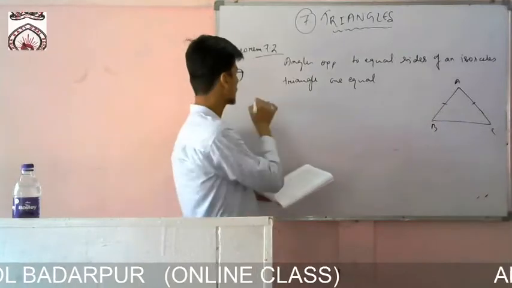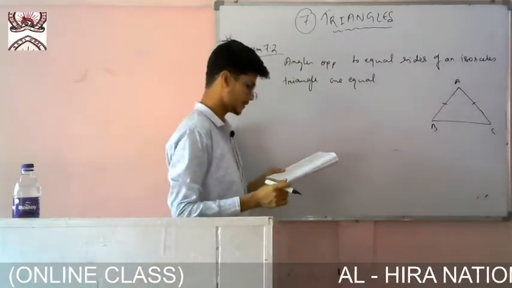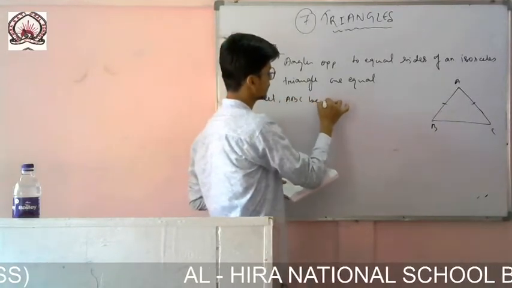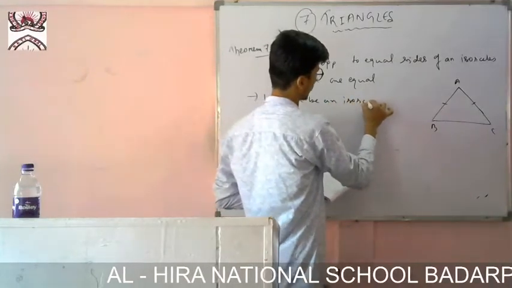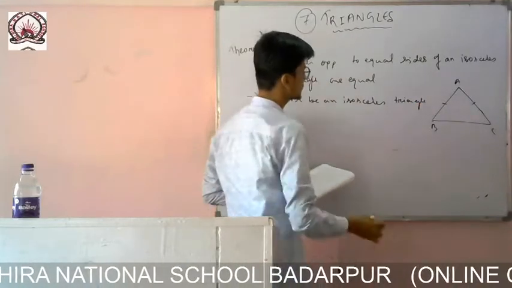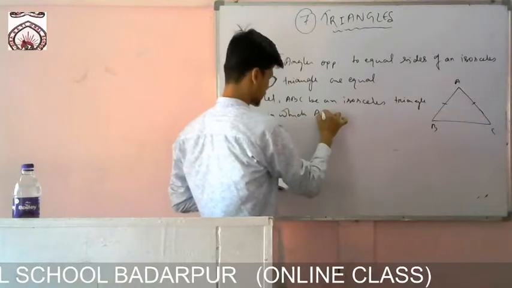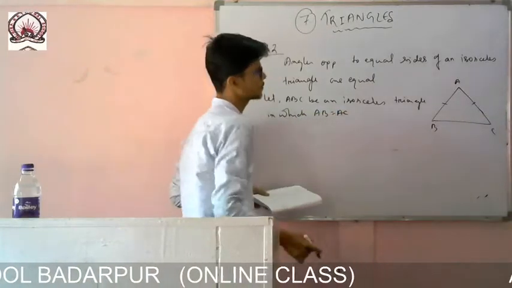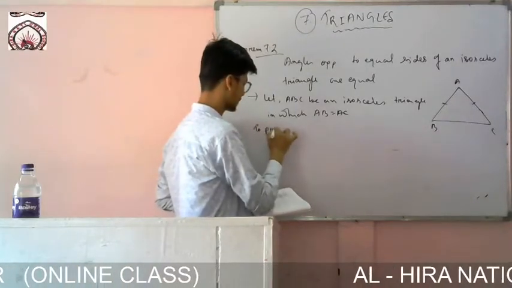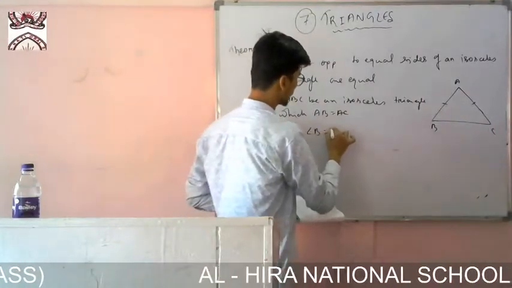First of all you take an isosceles triangle ABC. Let ABC be an isosceles triangle in which AB is equal to AC. You are to prove that angle B is equal to angle C.